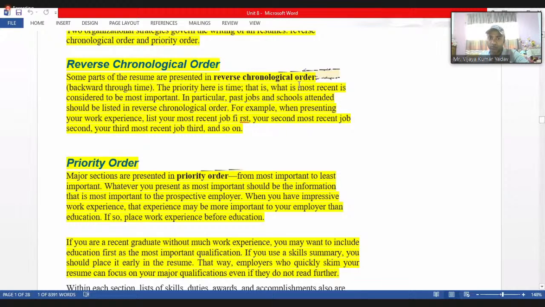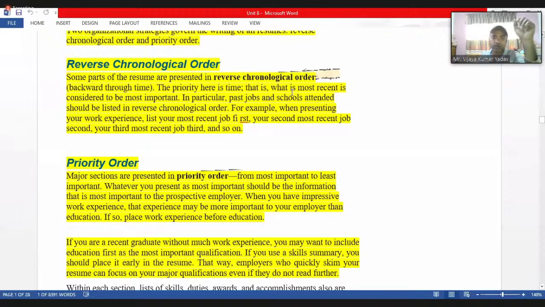What is most recent, we write first. Then before that, which degree you took, that you write. Before that, which degree you took, that also you write. So this is the way. This is reverse chronological order. The very name indicates reverse. It means from most recent to previous one, not from the previous one to most recent.